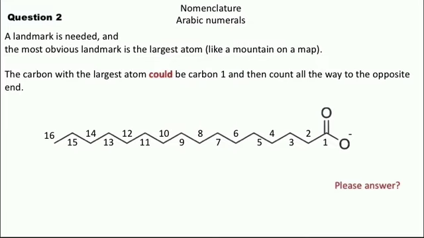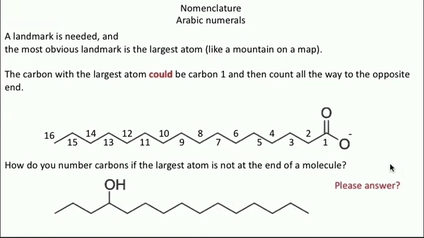What direction does DNA or RNA polymerization occur? From the 5' to 3' direction. Those are based on carbon numbering nomenclature. What if the landmark is not at the very end of the molecule? Now, how would you number this molecule where the landmark is somewhere in the middle of it?